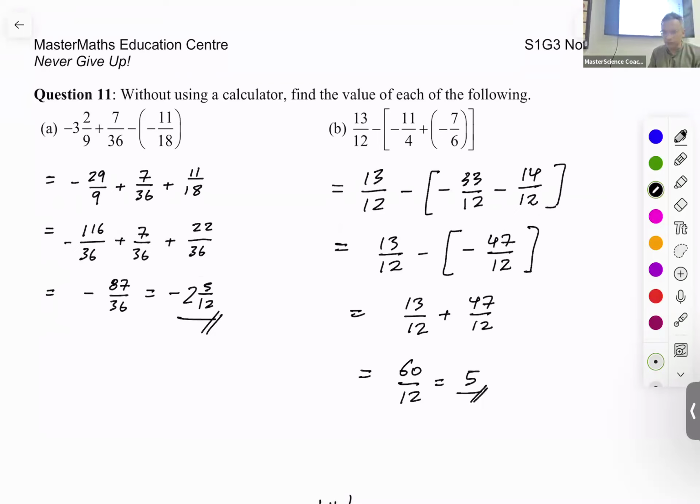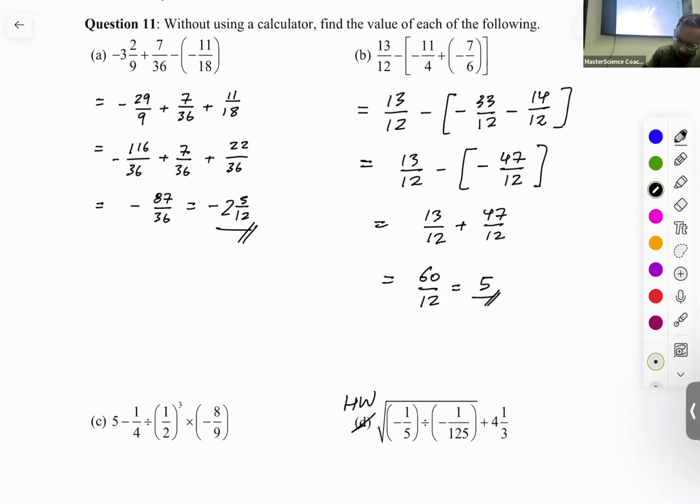Okay, so where was your error, Shafi? 33 minus 40. Yeah, it is 33 minus 40. Oh, you forgot the minus in front. Oh, I see. So 33 minus 14, that gave you 19. Okay, so that was your mistake. All right, let's do C together.